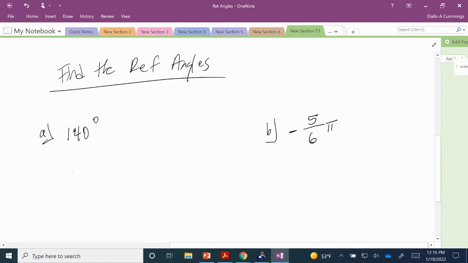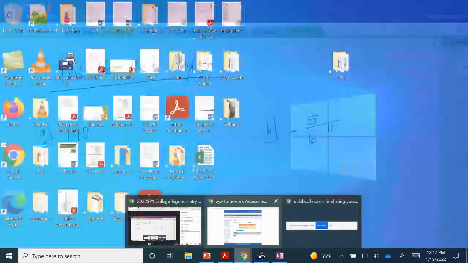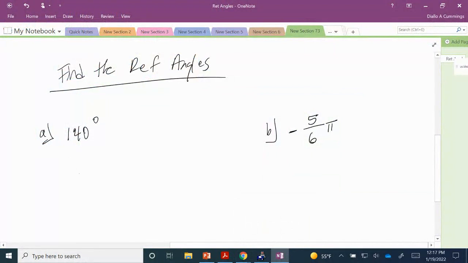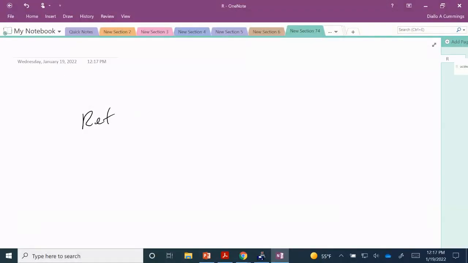And it appears to be hanging up on me again. Okay, it's not sticking. Apparently the OneNote is crashing.